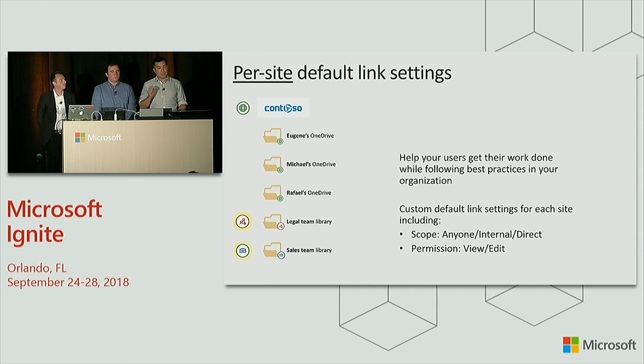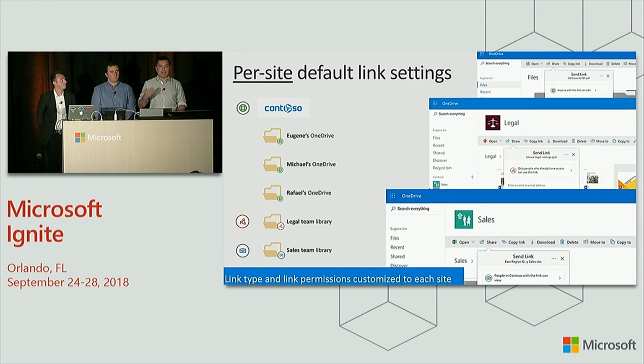Site by site, you can configure the scope of the link, whether it works for anyone, people inside your organization, or only the people you specify. And you can configure default permission to be view versus edit, so that your users end up getting a custom experience for every site they're on that matches your organization's best practices and keeps all of your data safe without getting in their way.